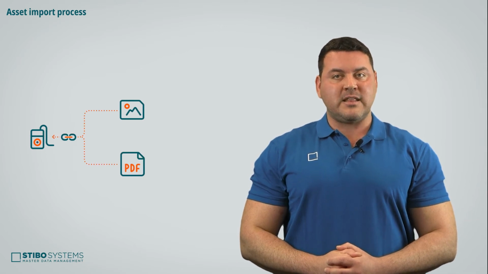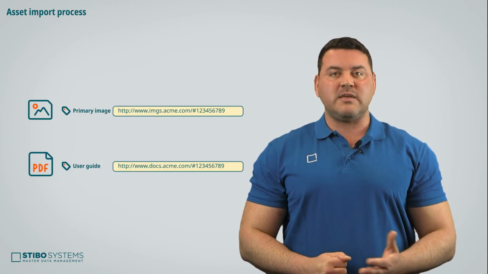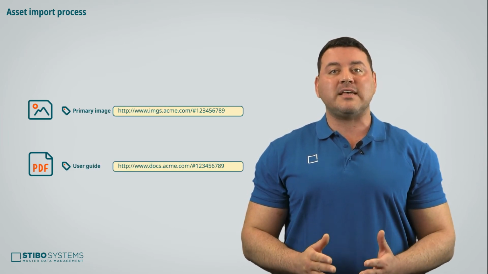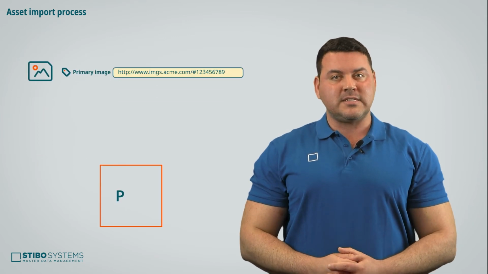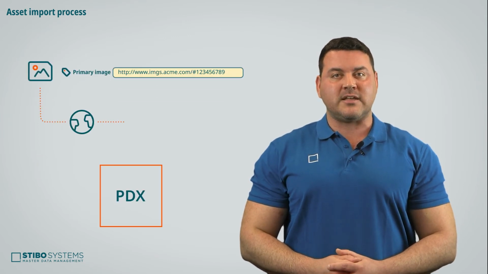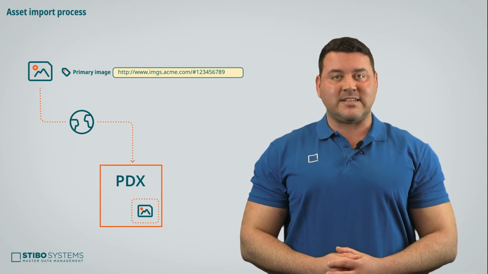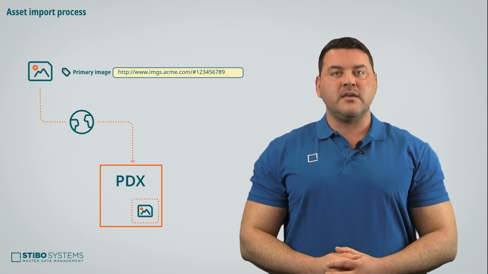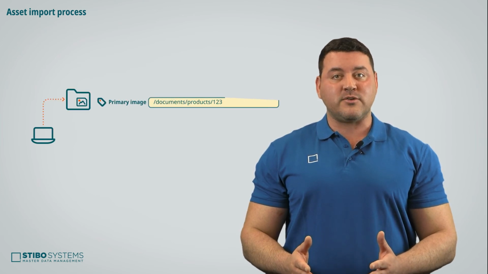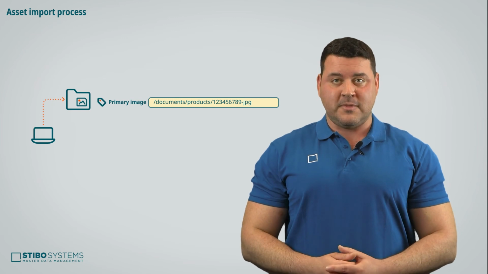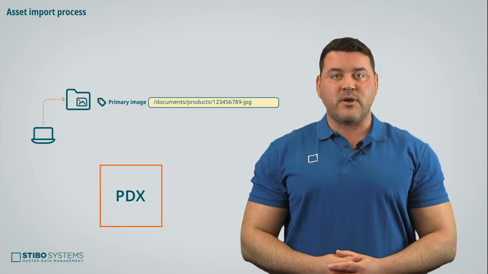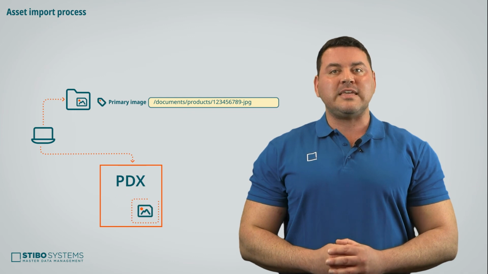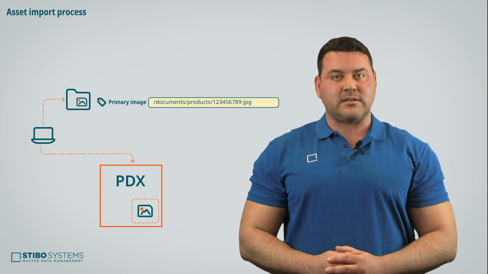There are two options for referencing assets to products in an import file. The first option is to have an attribute that references the images or assets as publicly accessible URLs. In this case, PDX will go and fetch the asset and import it into the digital assets section of the platform. The second option is for the supplier to provide a reference to the asset file location on their own computer. This import will load the assets from the supplier's computer directly into the digital assets section of PDX.